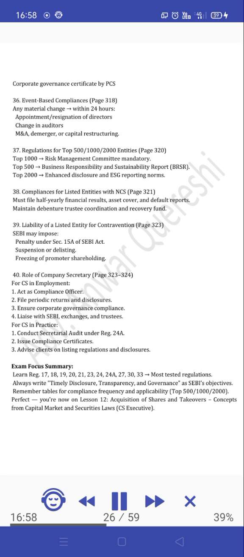37. Regulations for top 500, 1,000, 2,000 entities, page 320. Top 1,000: risk management committee mandatory. Top 500: business responsibility and sustainability report, BRSR. Top 2,000: enhanced disclosure and ESG reporting norms.